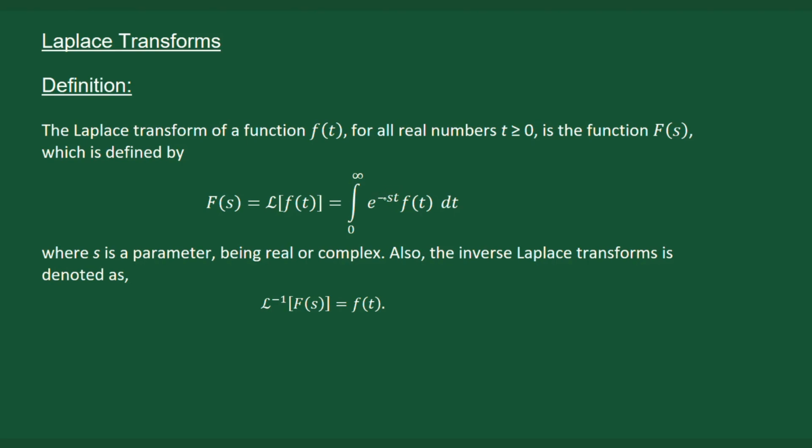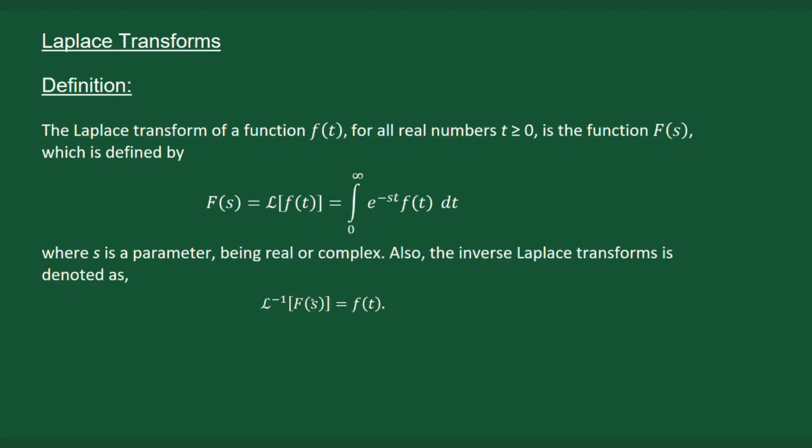Here s is called the parameter, which can be real or complex. And the notation we are using here for Laplace transform is F of s or L of f of t. Similarly, we can also denote the inverse Laplace transform. From this usual notation, if we take L inverse on both sides, we have L inverse of F of s is equal to f of t. So this is the notation we are using for inverse Laplace transform.